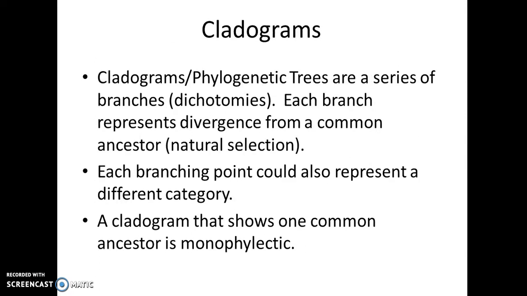The cladogram or phylogenetic tree is a series of branches or dichotomies. Each branch represents divergence from a common ancestor due to natural selection because of different environmental conditions. That's also speciation. So each branching point can also represent a different category, the ones that we've gone over from domain all the way down to species. And a cladogram showing one common ancestor is monophyletic.